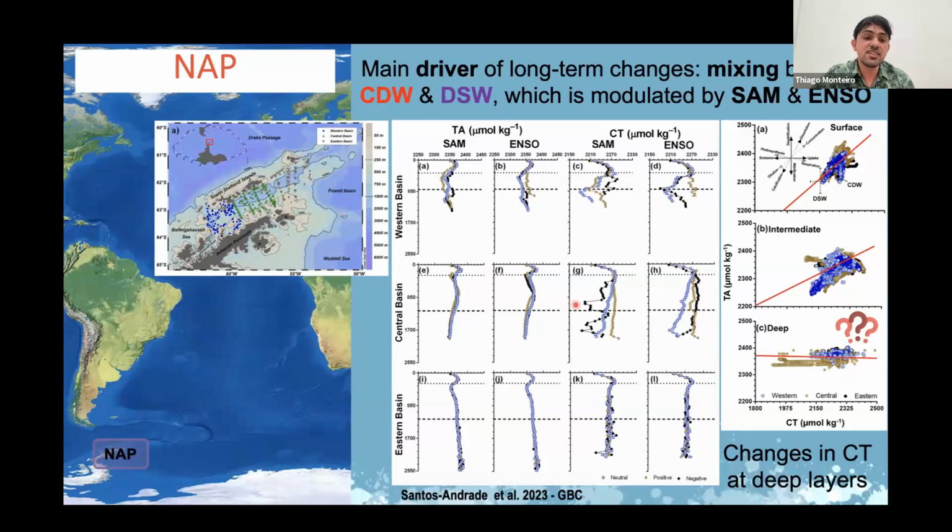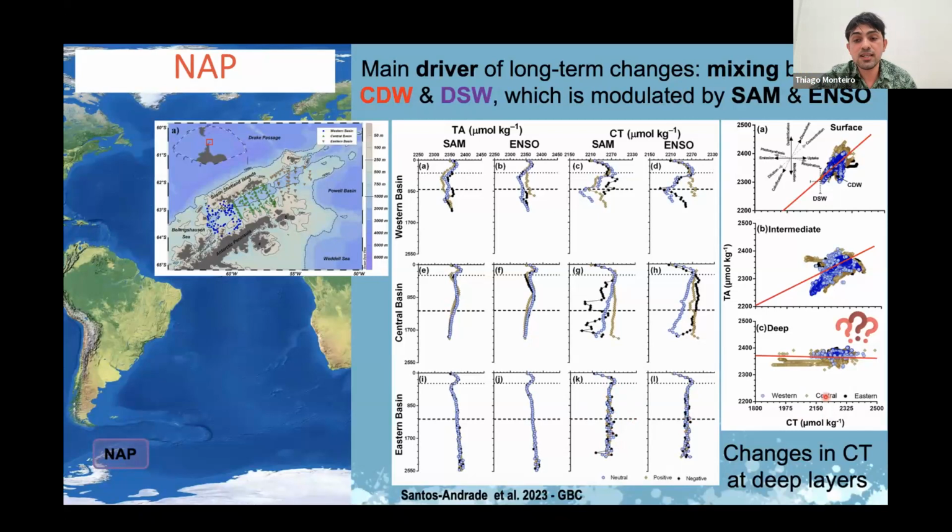So in this region, there is a strong mixing between CDW, the circumpolar deep water, and the dense water from the Weddell Sea. These are completely different water masses in terms of the physical and biogeochemical aspects. And this mixing between these two water masses is modulated by the SAM and ENSO in this region, mainly in the central basin, as we can see here by the profiles in the central basin, but the eastern basin is quite homogeneous throughout the water column.